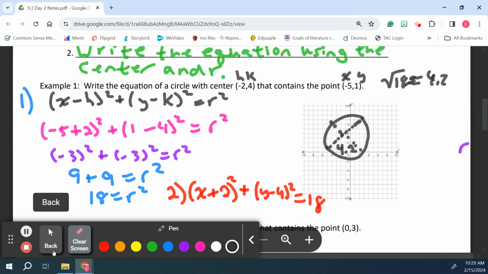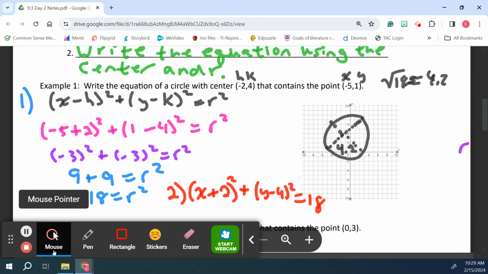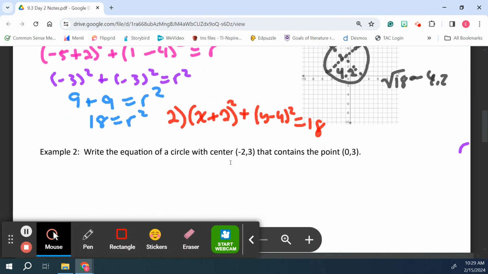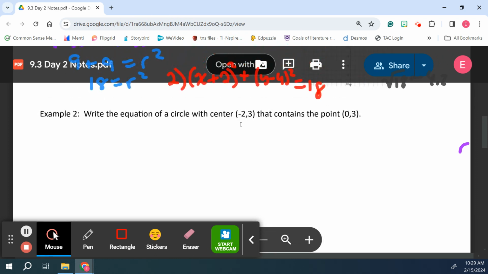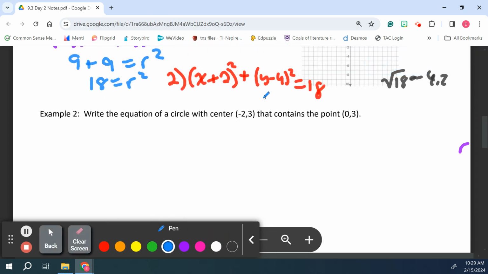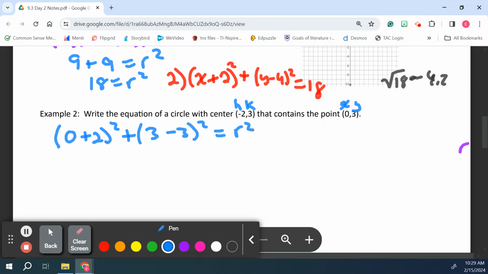All right, let's move on to example 2. Any questions on this? All right, so we're going to write the equation of the circle again with the center at negative 2, 3 that contains 0, 3. So this is our h, this is our k, this is our x, this is our y. So we're going to have 0 plus 2 squared plus 3 minus 3 squared, which equals r squared.